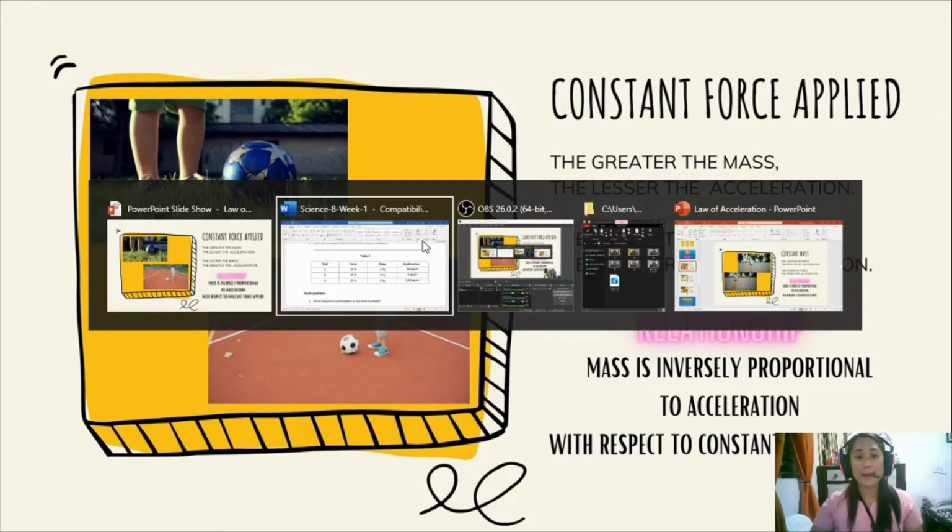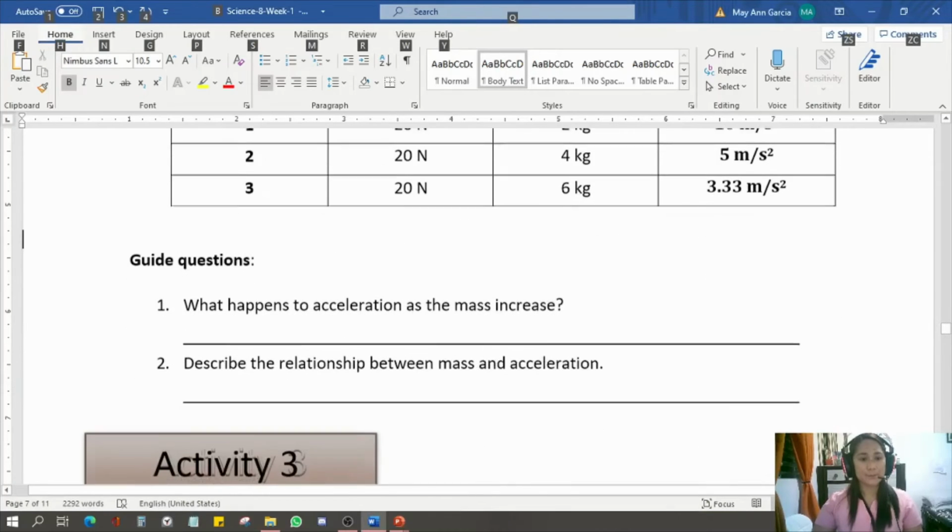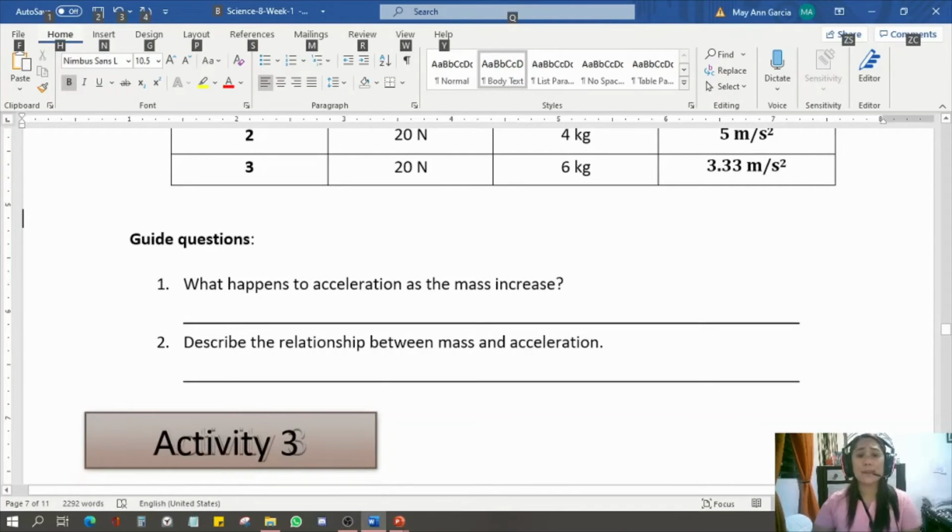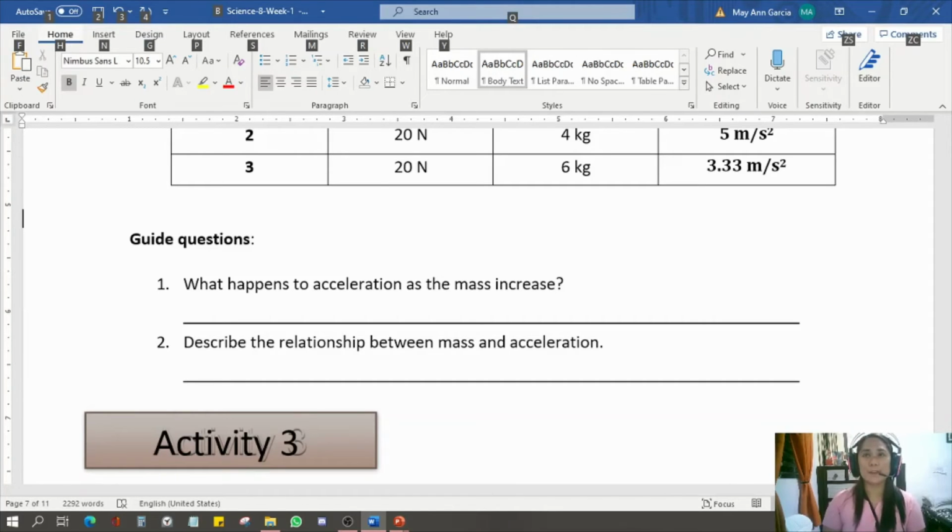Okay, now let us go back and answer the guide questions here. Question number 1. What happens to acceleration as the mass increases? Okay, write down your answer. And for number 2, describe the relationship between mass and acceleration. So, is it directly, inversely? Okay, 10 counts, then we will check your work. 10, 9, 8, 7, 6, 5, 4, 3, 2, and 1.